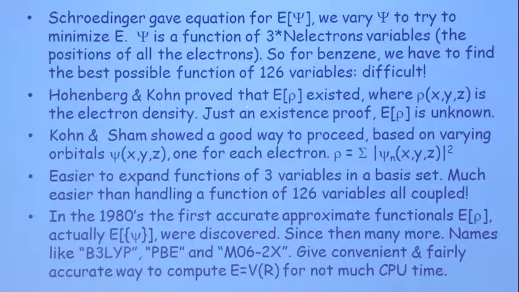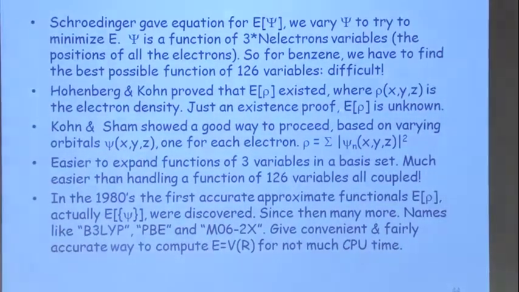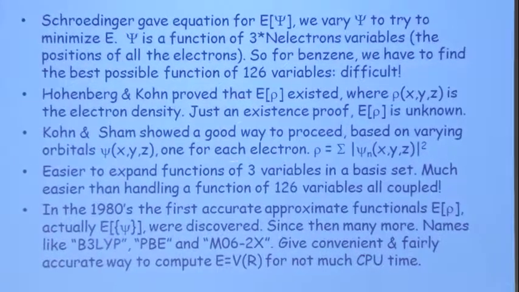Now back in the 60s, Hohenberg and Kohn proved that you don't have to do it with a wave function. You can actually do it with just the electron density. The electron density is only a function of 3 coordinates, x, y, z. So this is a much more practical thing. If you have E of rho, it's a lot easier to vary a function of 3 variables than it is to vary a function of 126 variables. So this is like trivial by comparison.